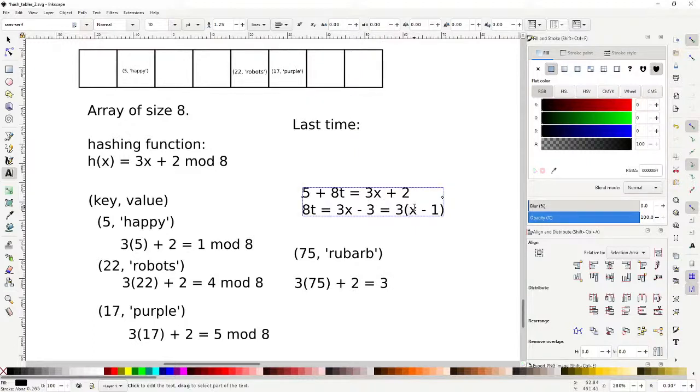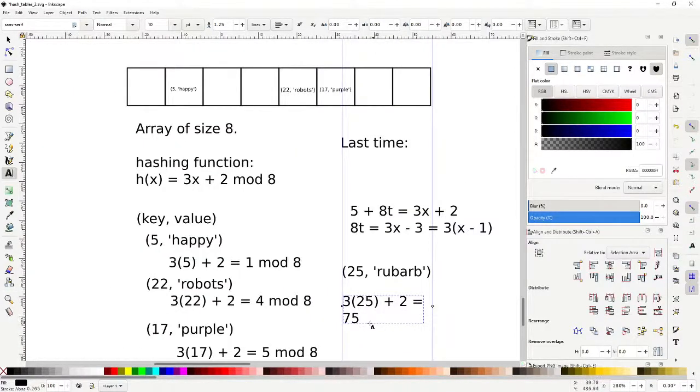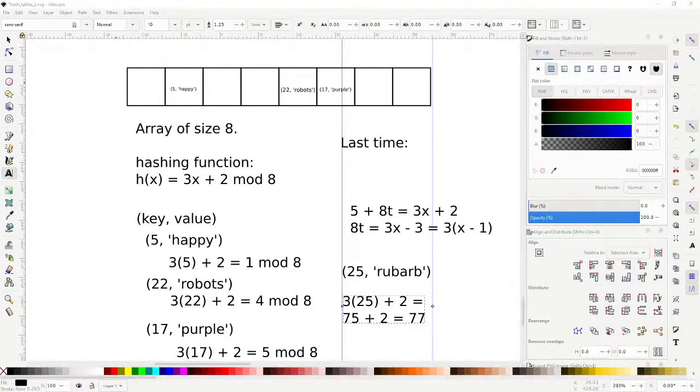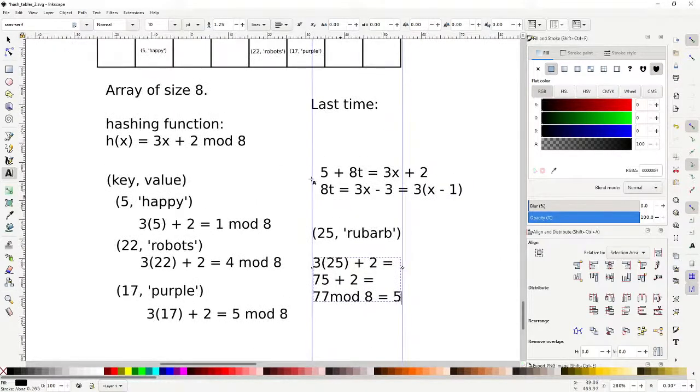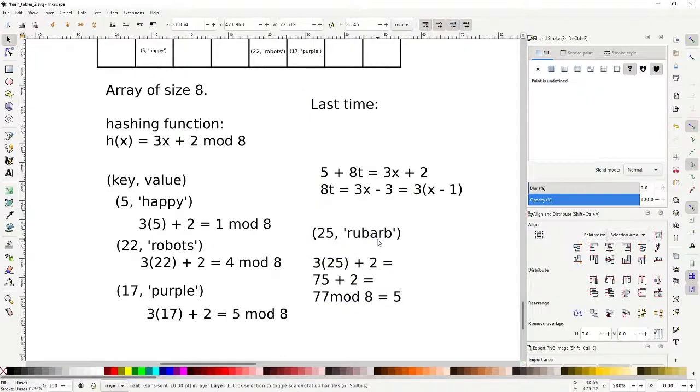So 25 minus 1 is equal... Oh, because x should have... Crap. X should have been 25. There we go. Okay. So 75 plus 2... Stop doing that. Okay. 75 plus 2 is equal to 77. Now let's mod that by 8. 77 mod 8 is 5. Okay. There we are. All right, so it's not 75 rhubarb, it's 25 rhubarb.